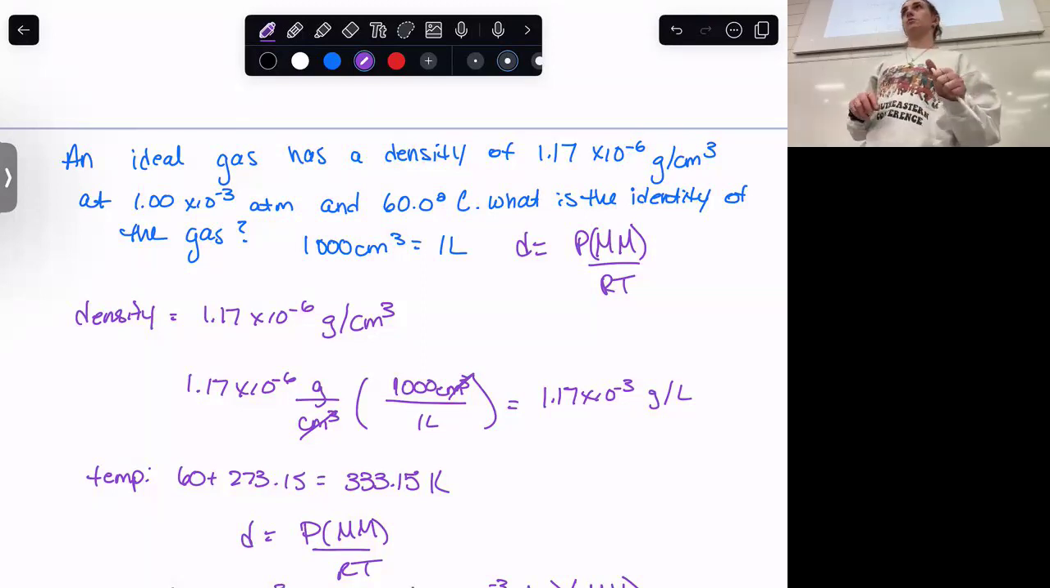Any other questions? Okay, what else from gases? How do you feel about all of the kinetic molecular theory and whatnot? Go over a little bit of that.